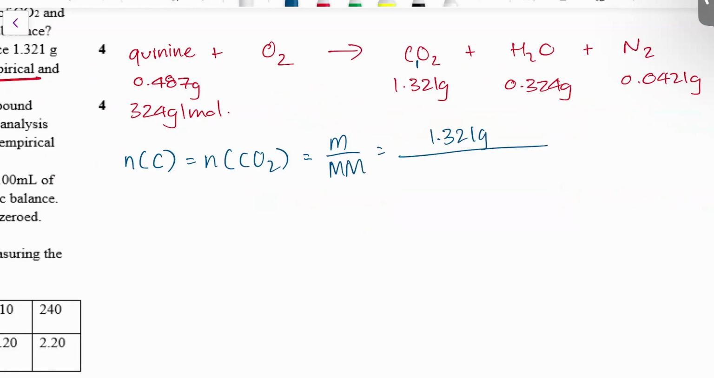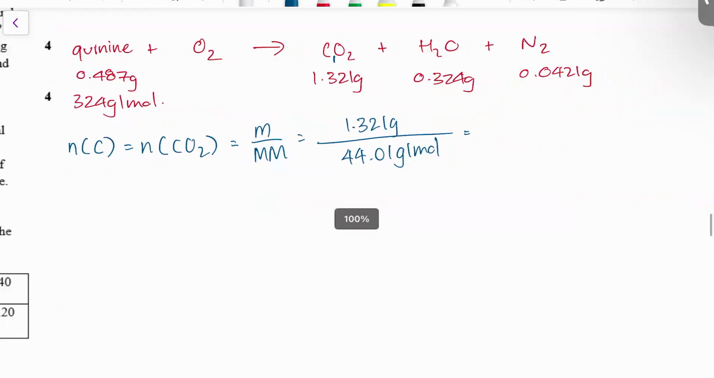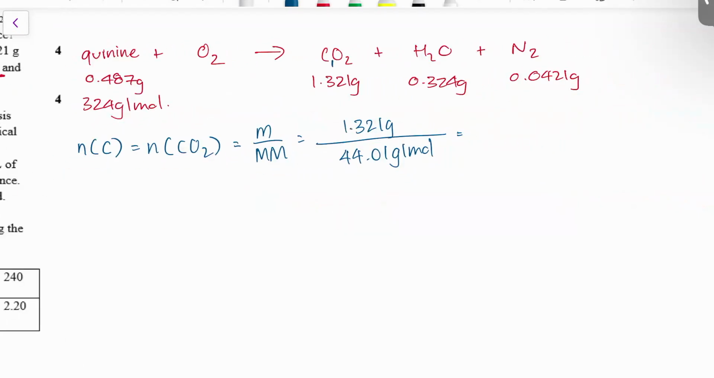1.321 grams divided by molar mass for carbon dioxide is 44.01. What do you get for the moles of this one, please? 0.030015. Thank you. So that's my carbon done.